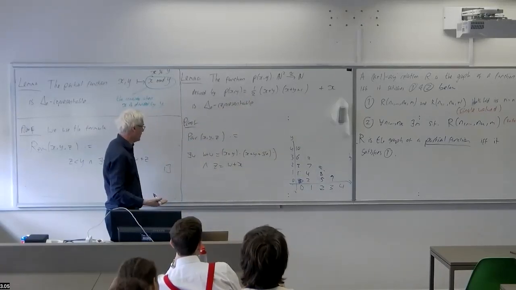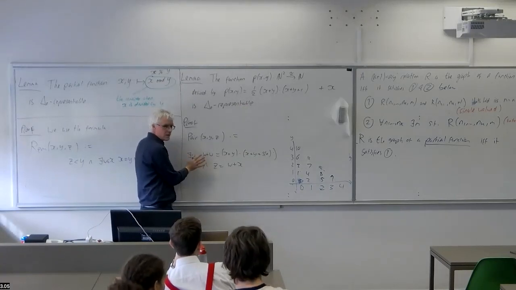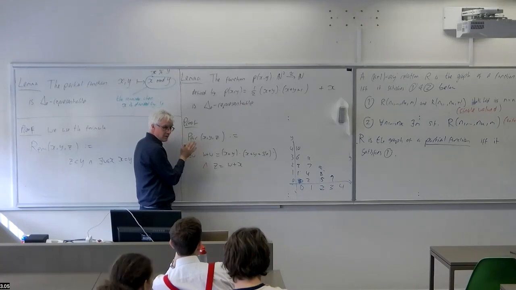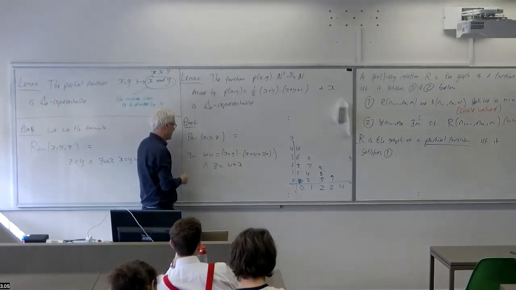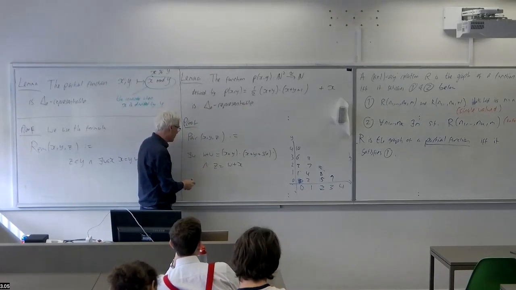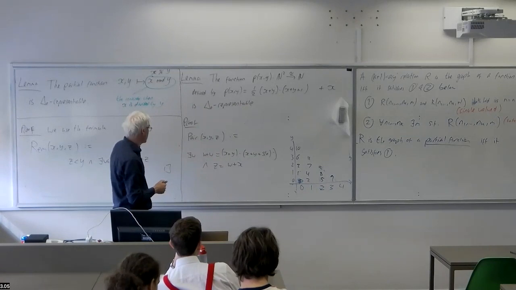So once again, I've put an unbounded quantifier here. This is a correct formula that represents the pairing function, but it's not yet a delta zero formula. So again, we need to find a bound for w. So what would a good bound for w be here?